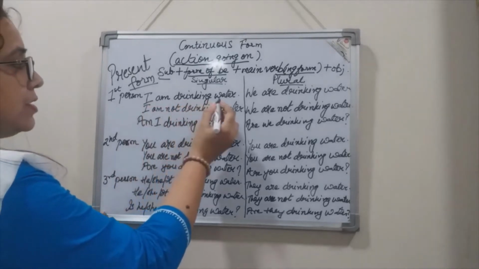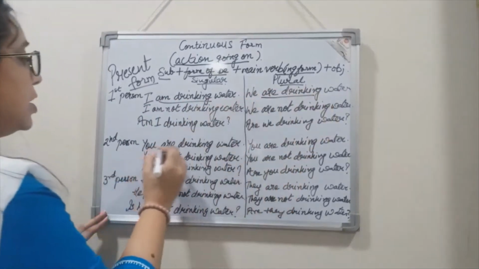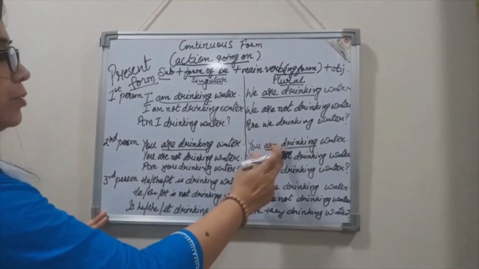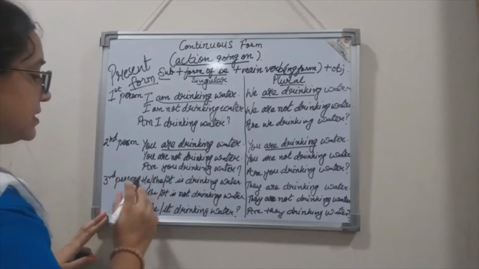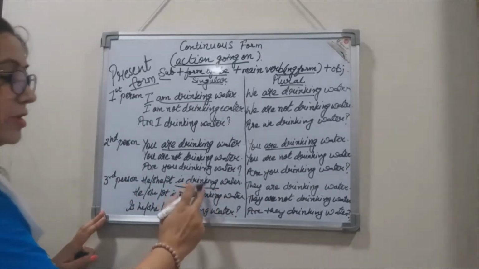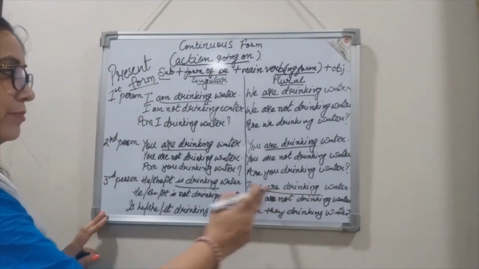I am drinking water. We are drinking water. You are drinking water. You are drinking water in plural number. Then third person, he, she, it is drinking water in singular number, and they are drinking water. This is the plural number.